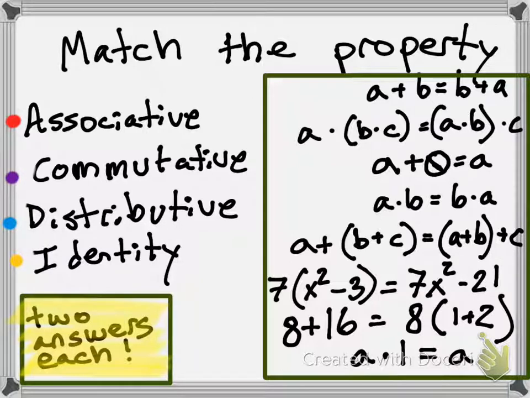Associative properties. Which one of these? There's 2 examples. Which 2 are going to be an associative property? Tell me one of them, Lucy. Excellent. So that's one example. A plus, in parentheses, B plus C is equal to, in parentheses, A plus B plus C. Those are the same thing.